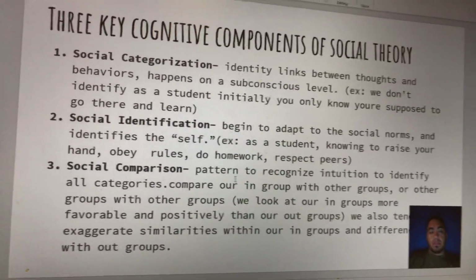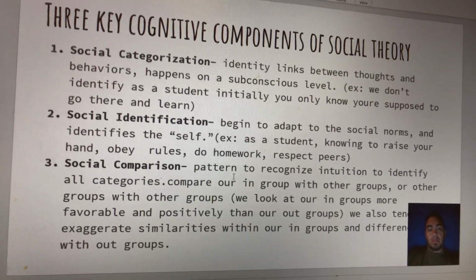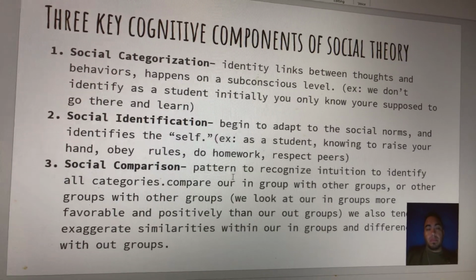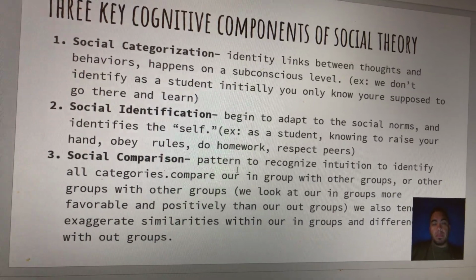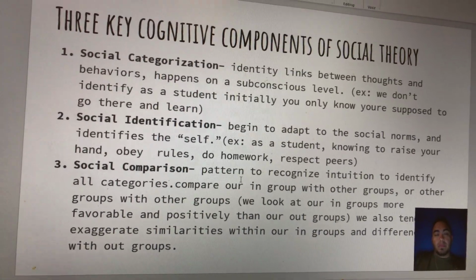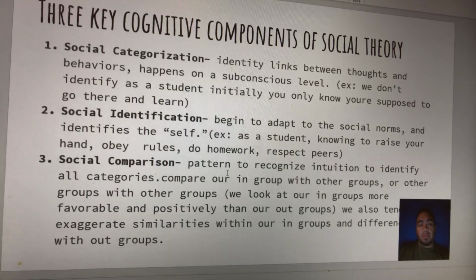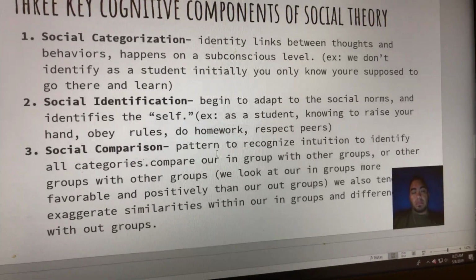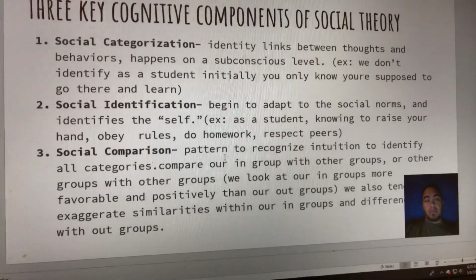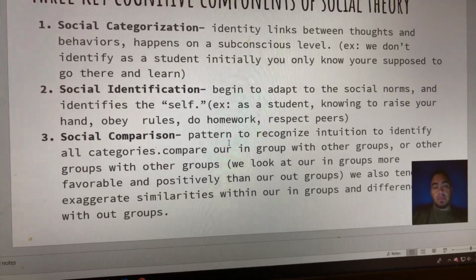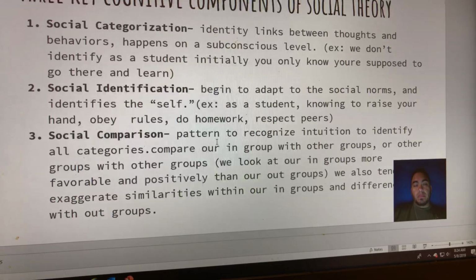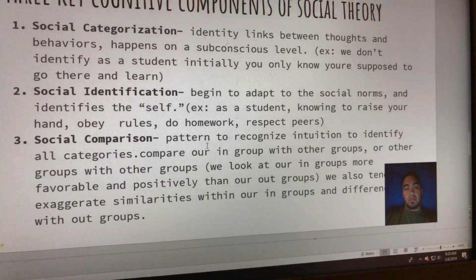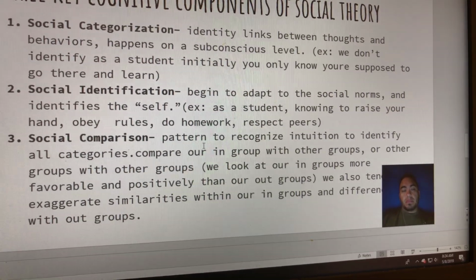Number two, there's social identification. We begin to adapt to the social norms and identities, quote unquote, the self. Example, as a student, know when to raise your hand, obey rules, and do homework, respect peers. Almost like the unspoken curriculum or the hidden curriculum when we go to school, when we're taught to obey authority, learn to respect others, and know when our turn is.